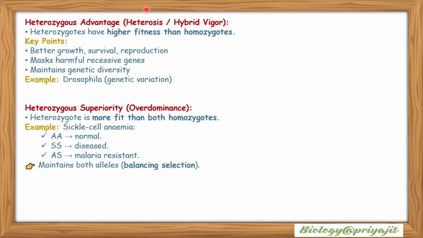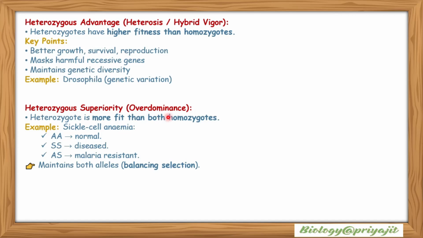Heterozygous advantage, or heterosis, or hybrid vigor. Heterozygotes have higher fitness than homozygotes. Key points are better growth, survival and reproduction. It masks harmful recessive genes. It maintains the genetic diversity. Examples include Drosophila, where genetic variation is found.